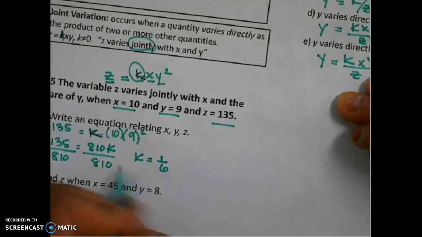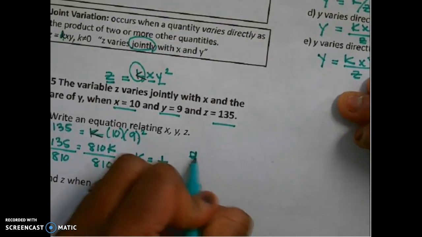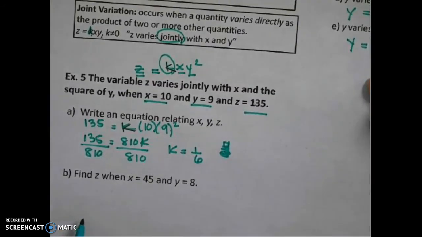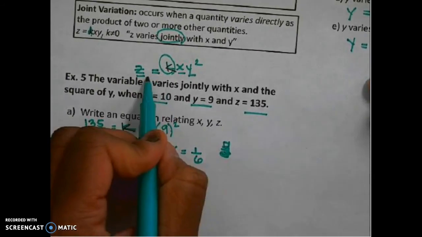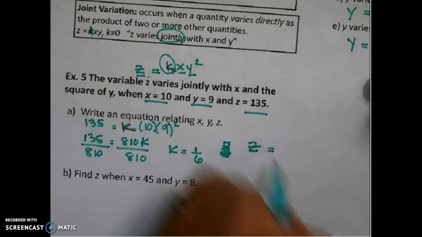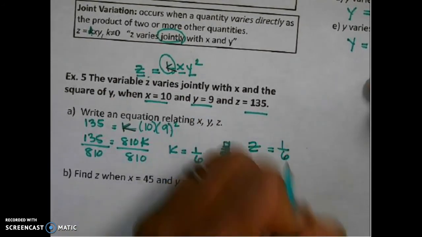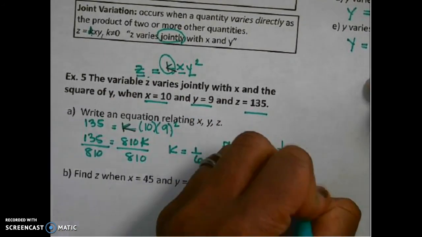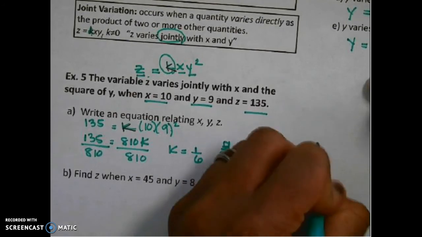I did it ahead of time, guys. I'm not even going to front. So then I'm going to find my equation, and I'm basically going to rewrite this whole thing, except instead of the k, I'm going to write 1 over 6. Everything else, the x, and the y squared will stay the same.